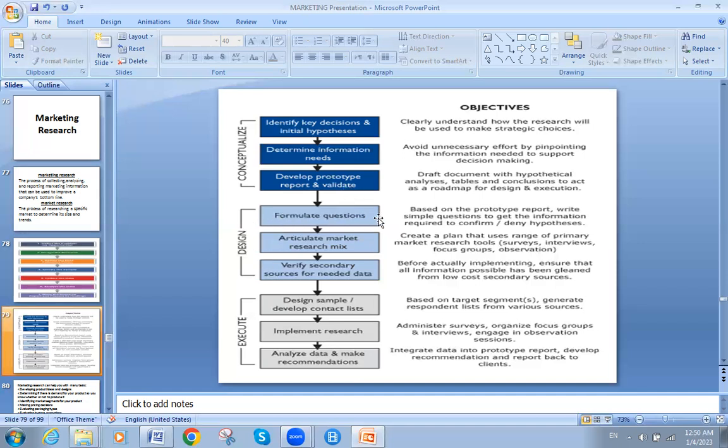Then designing: formulate the questions, articulate the market research mix, verify secondary sources for needed data. The last one is to execute, to move into action. I will go and ask the people now. So I will have a sample because I'm not going to ask all the people. Then we will implement the research. We will take the sampling, we'll check the ways: random sampling, systematic sampling, or whatever way we will do the sampling. Then after that, we will analyze the data and make our research report.